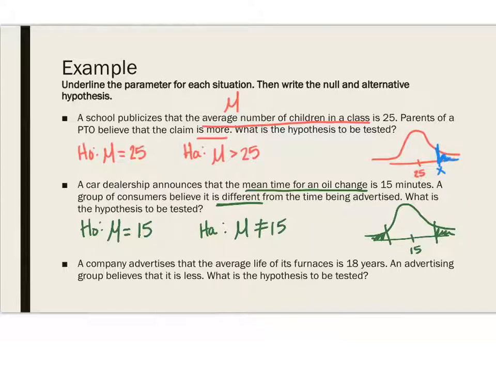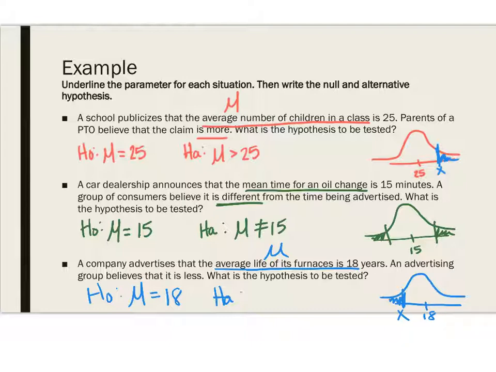The last one says, a company advertised that the average life of its furnaces is 18 years. An advertising group believes that it is less. What is the hypothesis to be tested? So again, the parameter is here. That's mu. So it means that H0 is mu is equal to 18. And HA, well, this time they tell us that it's less. So that's a left-tailed test. What that means is they haven't established 18. We think that it falls somewhere out here. So that means that HA is mu is less than 18.